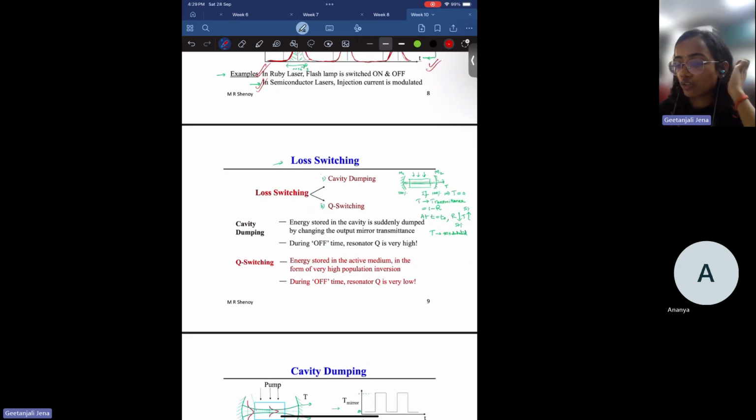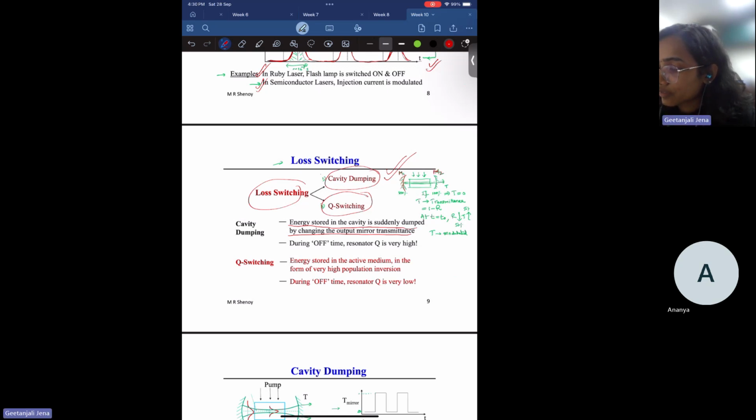The next method is loss switching. Loss switching is of two types: one is cavity dumping and another one is Q switching. In cavity dumping, as the name indicates, the energy stored in the cavity is suddenly dumped by changing the output mirror transmittance. If you see this figure, we have two mirrors, mirror M1 and mirror M2.